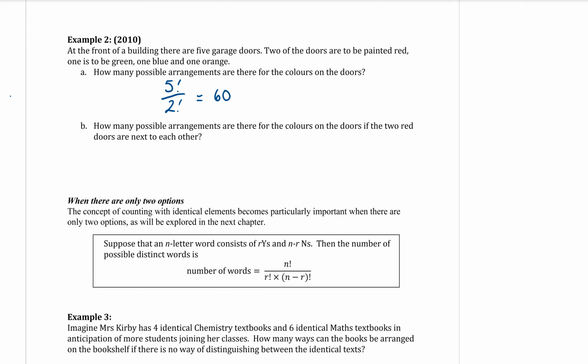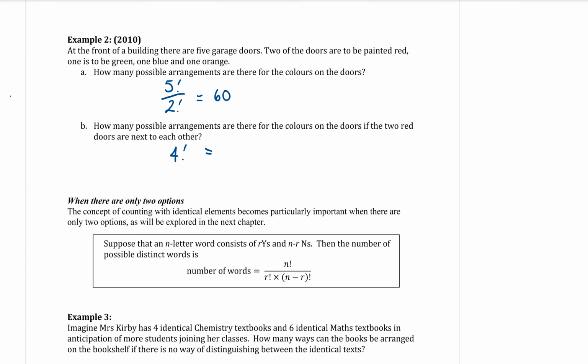60. Okay, part B. How many possible arrangements are there for the colours on the doors if the 2 red doors are next to each other? So they become a group. I only have 4 groups now, so 4 factorial. Don't divide it by anything though, because my 2 repeating colours are next to each other in a group. I'm no longer counting them twice, right? Is it because they're the same that we don't times by 2? Yes, because they're the same colour.